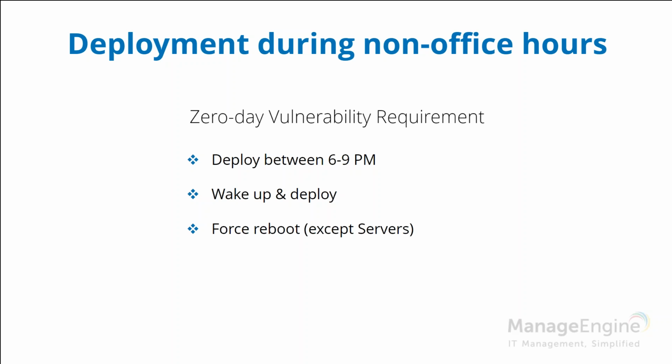You want to deploy the patches between 6 to 9 p.m. and you want to wake up the machines if they are turned off, as well as you want to force the reboot once the patches are installed, excluding the server OS. So how to achieve this specific scenario using the Desktop Central patching?